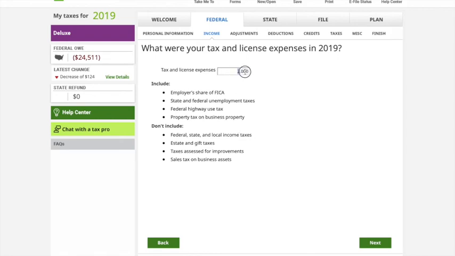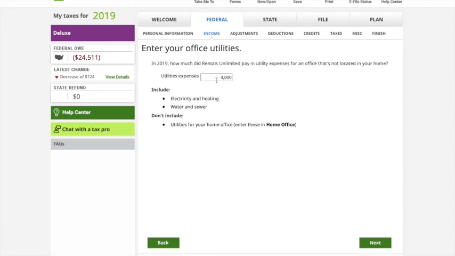Now, taxes. It's quite possible that if use and sales tax are required for renting property in your jurisdiction, you may have to collect them yourself. If that's the case, then you could enter that here. That would be the most prominent case where you would put an entry here. Office utilities, that's pretty self-explanatory, things like electricity and water.